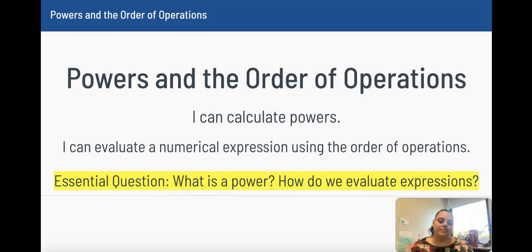Our I can statements here in our second lesson are: I can calculate powers, and I can evaluate a numerical expression using the order of operations. Our essential questions for you to write down: what is a power, and how do we evaluate expressions?